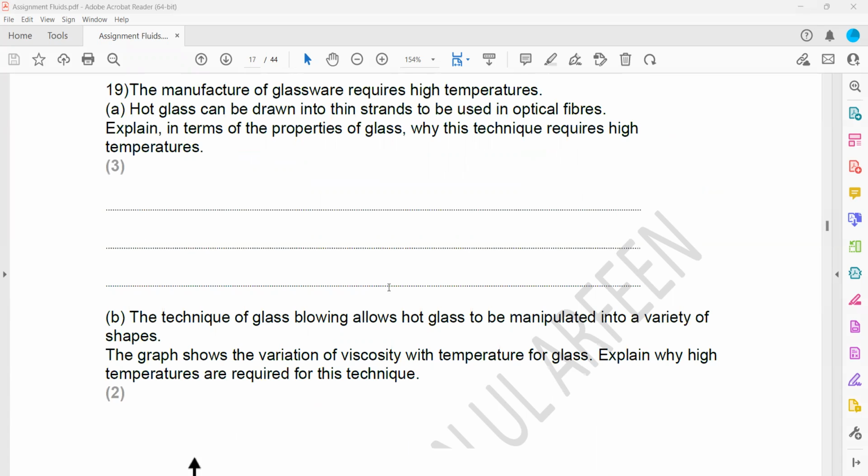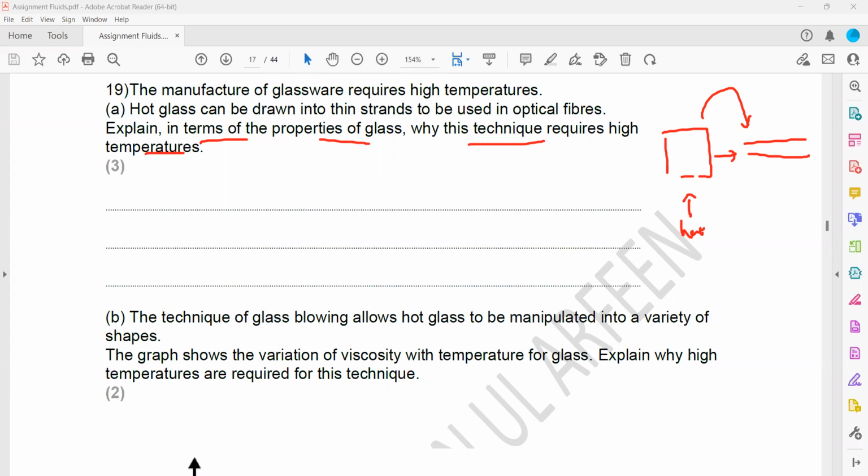Question 19. The manufacture of glassware requires a high temperature. Hot glass can be drawn into thin strands to be used in optical fibers. Explain in terms of the properties of the glass why this technique requires a high temperature. So what we have to do, for example, we have the glass, we have to supply heat energy so that we can convert this into a strand or make an optical fiber. So why do we need a high temperature for this?